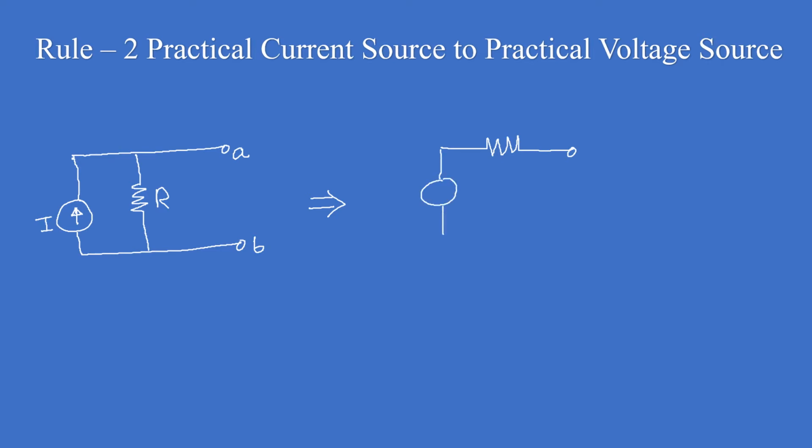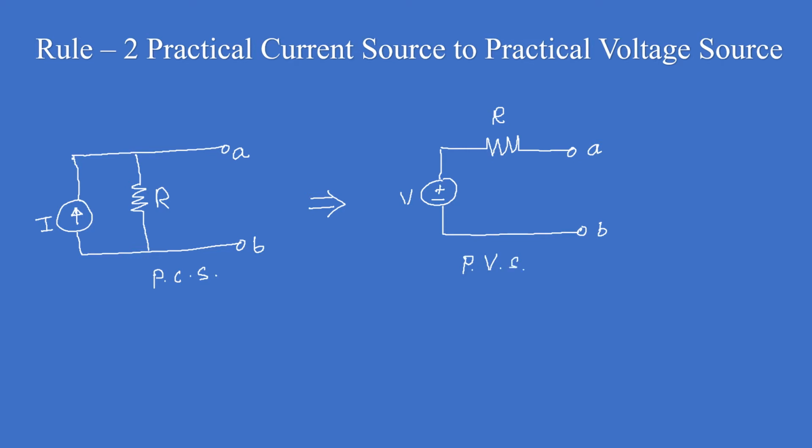This is the value of the source here. So this is point B and this is point A. This is the value of resistance R and this is the voltage V. Now, as I have told you, when you convert, the value of resistance will become the same in both the sources. So this is the practical current source and this is the practical voltage source.